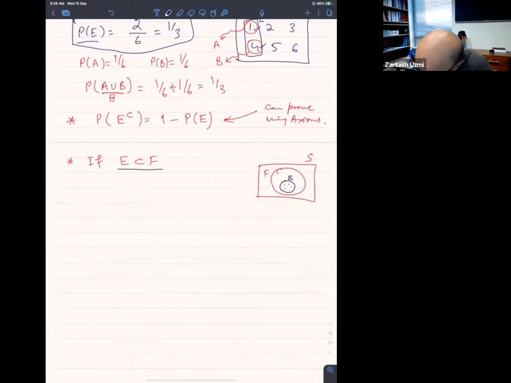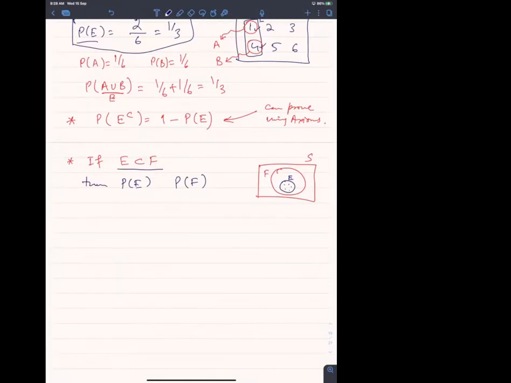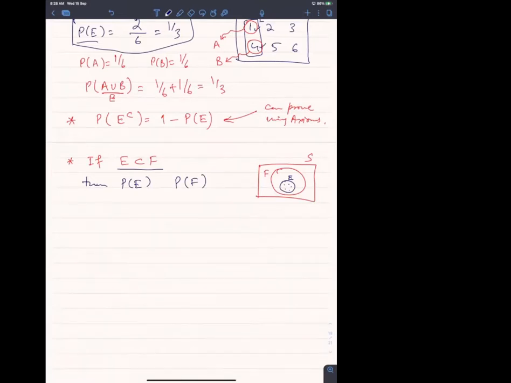If E is a subset of F, then what would be the relationship between probability of E and probability of F? Probability of E and probability of F, what would be the relationship between the two? Any sensible guess? It should be pretty simple. Probability of E would be less than or equal. Just type, there is no need to say it. Just type in the chat window.